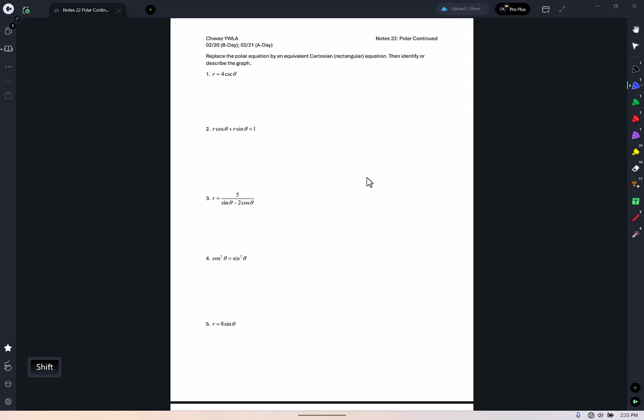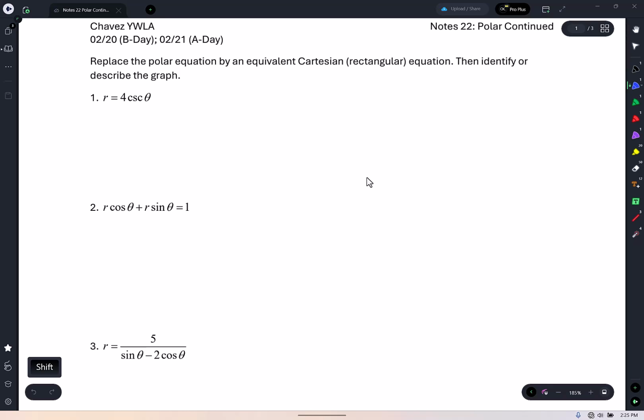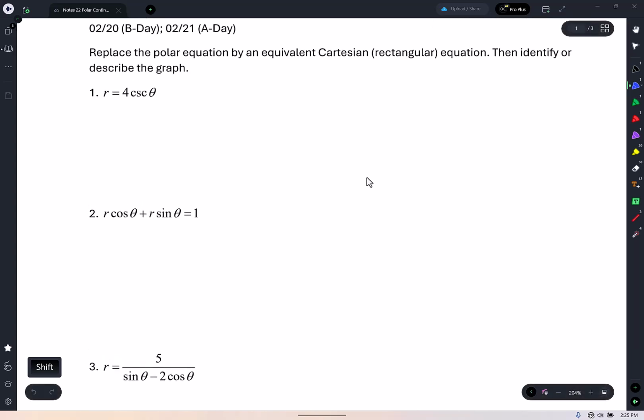All right, notes 22, polar continued. Here we go, guys. It says replace the polar equation by an equivalent Cartesian rectangular equation, then identify or describe the graph. Okay, so let's describe the graph. So we have r equals 4 cosecant theta.